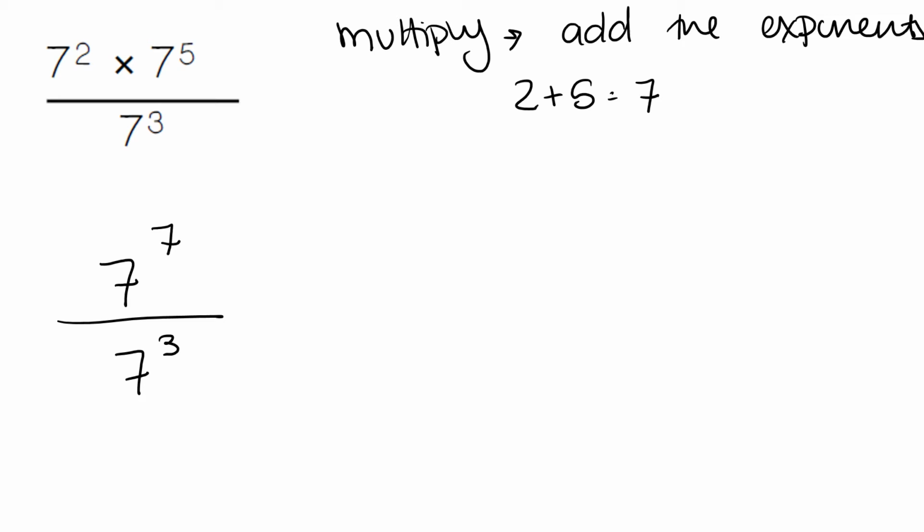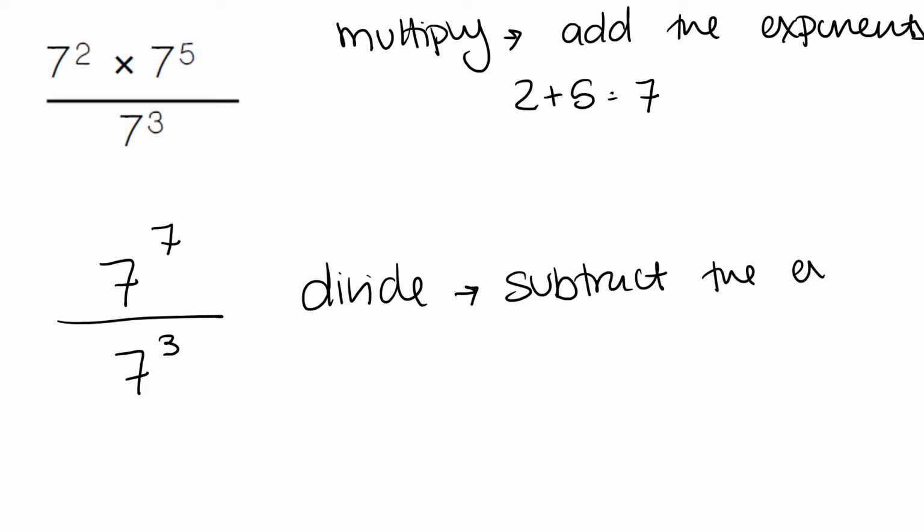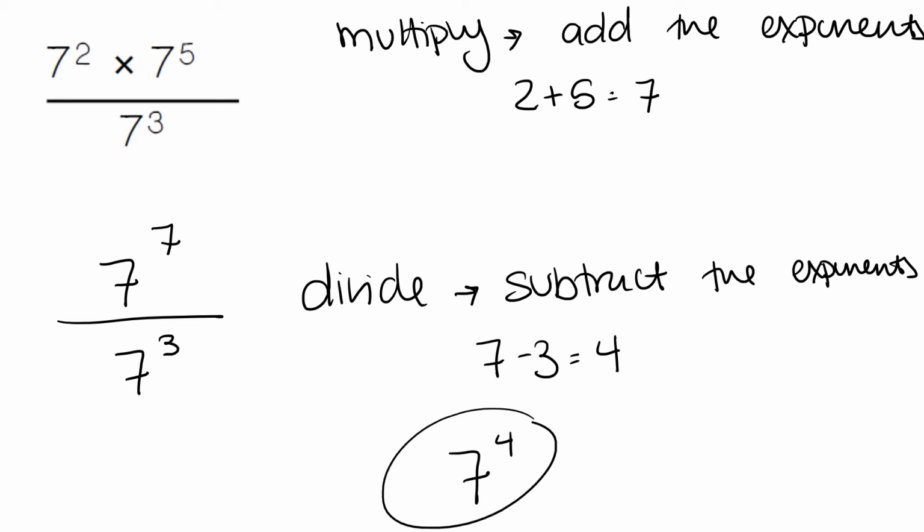Now we're ready to treat this like a division problem. And when we divide, we know that we subtract the exponents. And so 7 minus 3 is going to give us 4. The base number 7 always stays the same, and our exponent is 4, 7 to the 4th power.